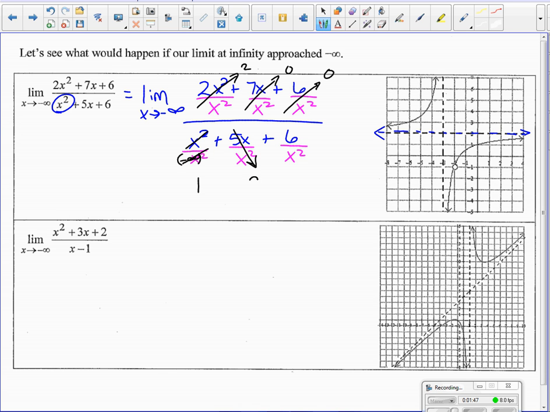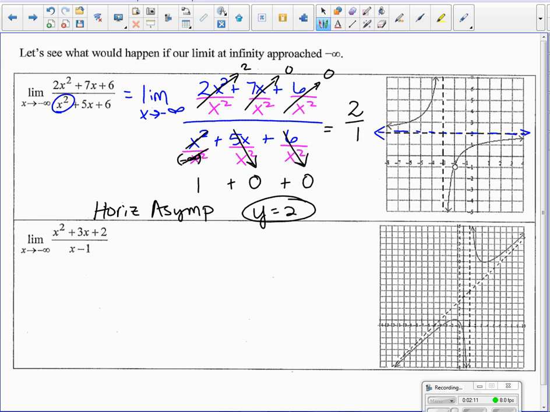Bottom heavy, this is going to go to 0, and this is going to go to 0. So I get 2 over 1, and there's that horizontal asymptote at 2. So not an x equals, a y equals, because we had a horizontal line, y equals 2.